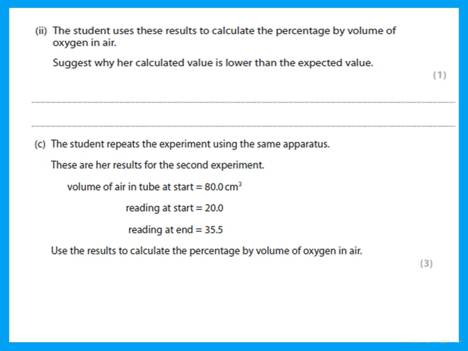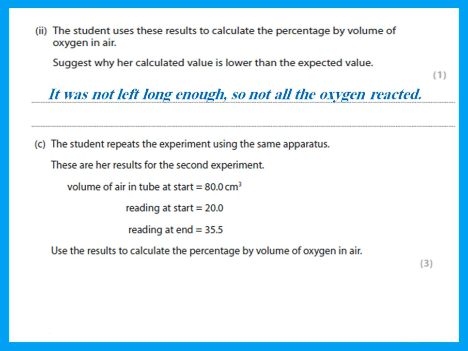The student uses these results to calculate the percentage by volume of oxygen in air. Suggest why her calculated value is lower than the expected value. Well, let's see. If it is lower, that means she did not leave it long enough, and that means it did not use up all the oxygen that reacted.